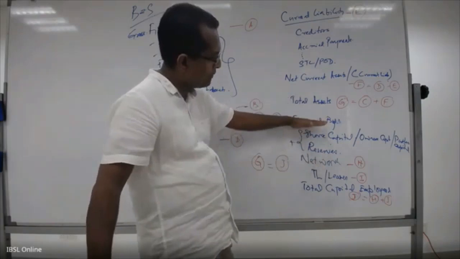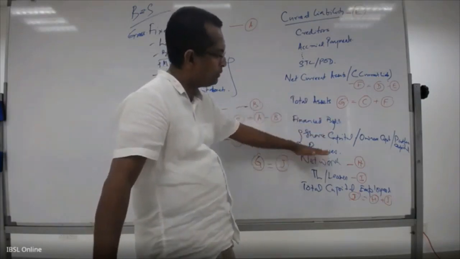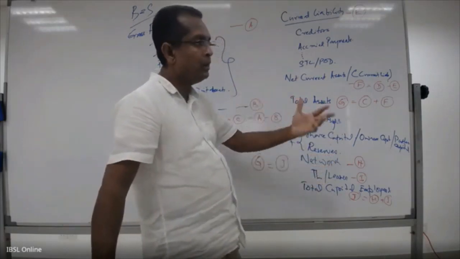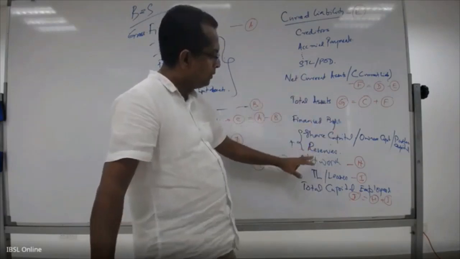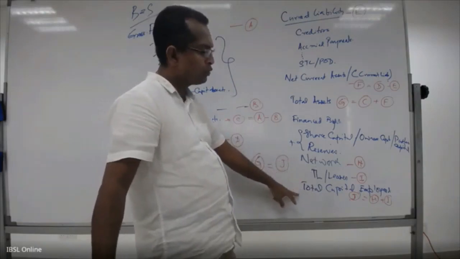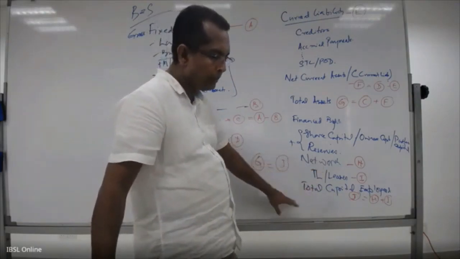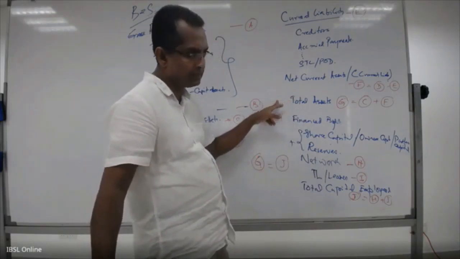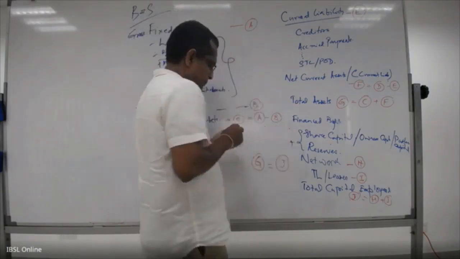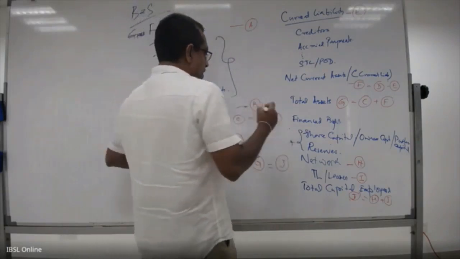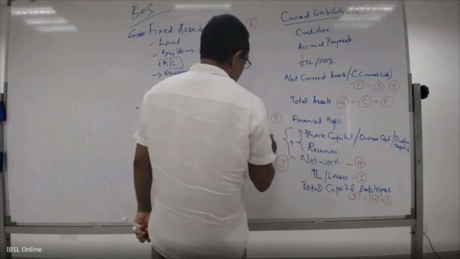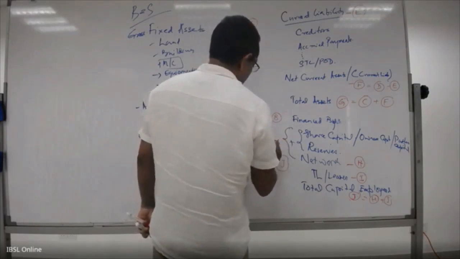Then financed by, you have the owners' or the partners' or the shareholders' funds. Then you have reserves, which together is called net worth. Then you have long-term loans and leases. Net worth plus long-term leases and loans is called total capital employed. Total capital employed should be equal to total assets, right? Then this part is called equity capital.